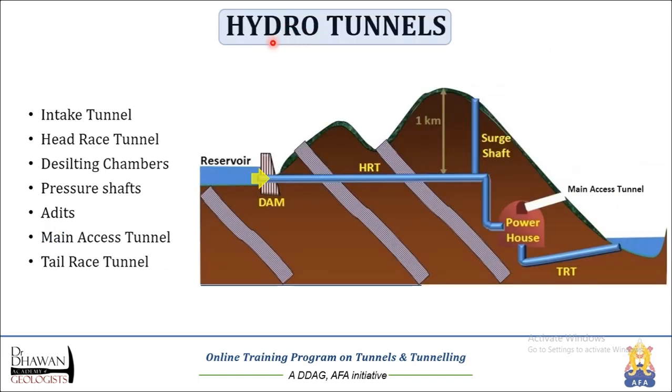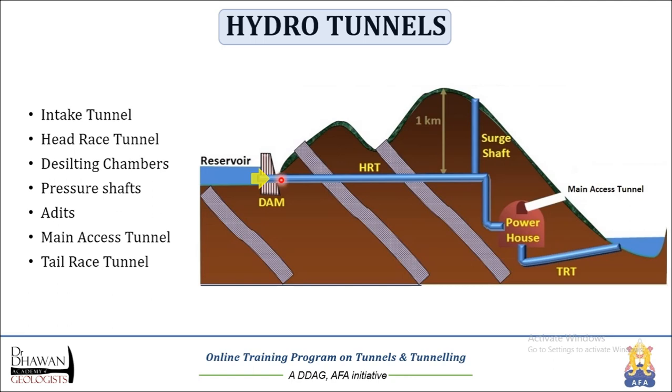Construction of any hydropower project involves construction of several types of underground structures. For example, intake tunnels, headrace tunnels or HRTs, desilting chambers, pressure shafts, adits, main access tunnel to underground powerhouse and tail race tunnel. Water from reservoir is drawn through an intake tunnel or intake structure.